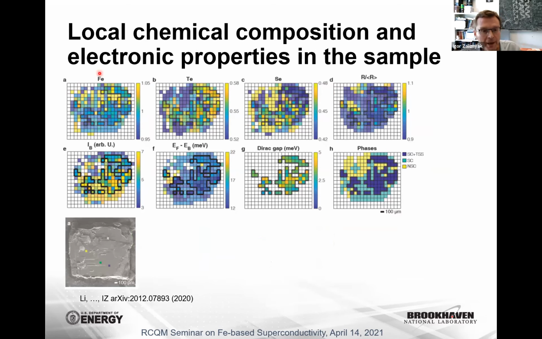We can make maps of various quantities that we have measured. In particular, this is a map of the different phases that we have observed on the surface of a particular sample. The dark violet or dark blue spots are where topological surface state and superconductivity are measured. The greenish ones are trivial superconductivity, and yellow are the non-superconducting spots with incoherent electronic bands.